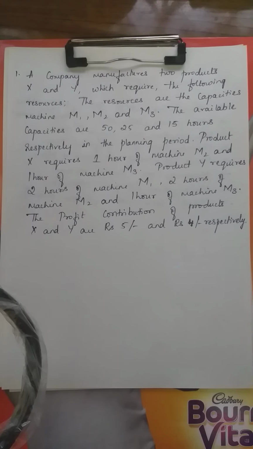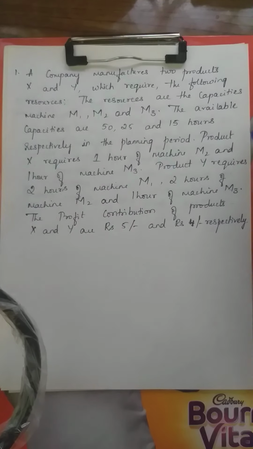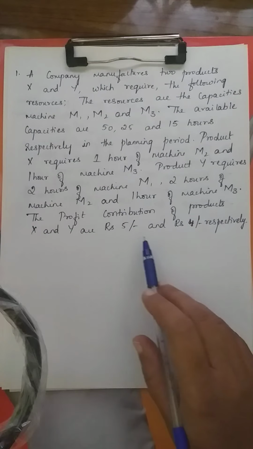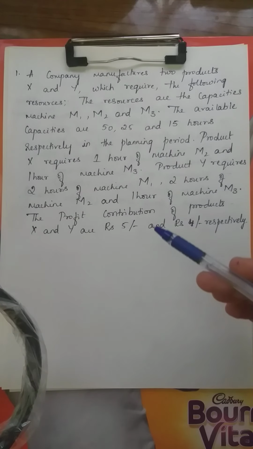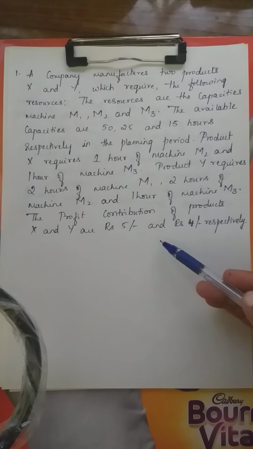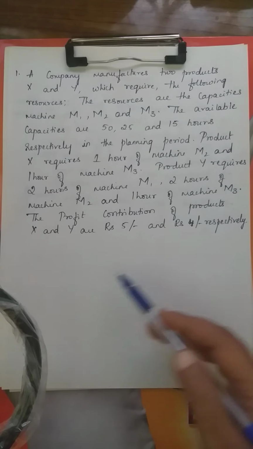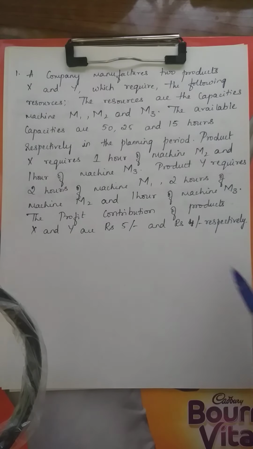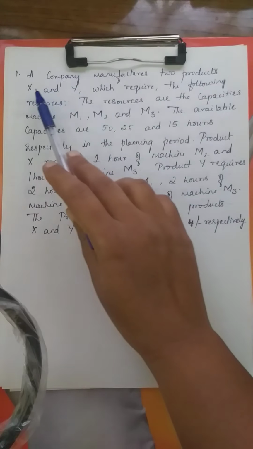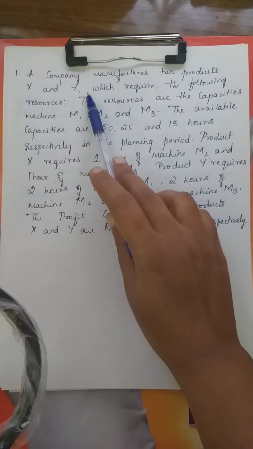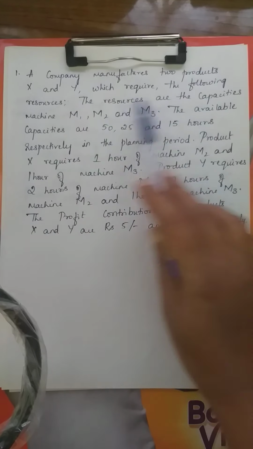Yeah, this is the first problem of LPP, as I told you, a word problem. This kind of problem is called a word problem or statement problem. I'll read out the statement and show you how to prepare a mathematical model of LPP from it. Here, a company manufactures two products, namely X and Y, which require the following resources.